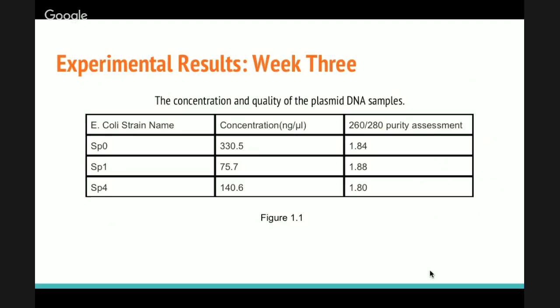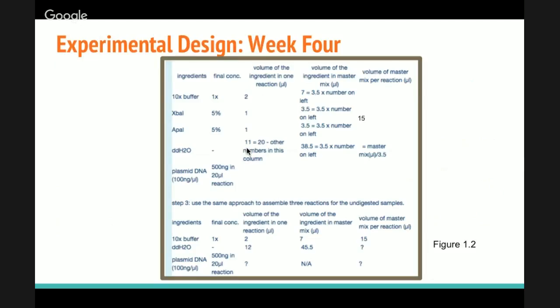The results for that experiment show that SP0 was 330.5 nanograms per microliter, SP1 was 75.7 nanograms per microliter, and SP4 was 140.6 nanograms per microliter. Their 260 over 280 purity assessment was 1.84 for SP0, 1.88 for SP1, and 1.80 for SP4, which is almost near perfect because the ideal number is 1.9.